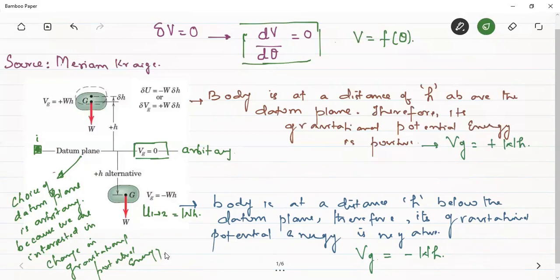No matter where you select the datum plane, the change in the gravitational potential energy of the system when it displaces from one position to another position, that will be independent of the choice of the datum plane. Therefore this datum plane is arbitrary, therefore we can select it anywhere. Okay, it won't affect our results. Okay, so this is the sign convention regarding the gravitational potential energy.